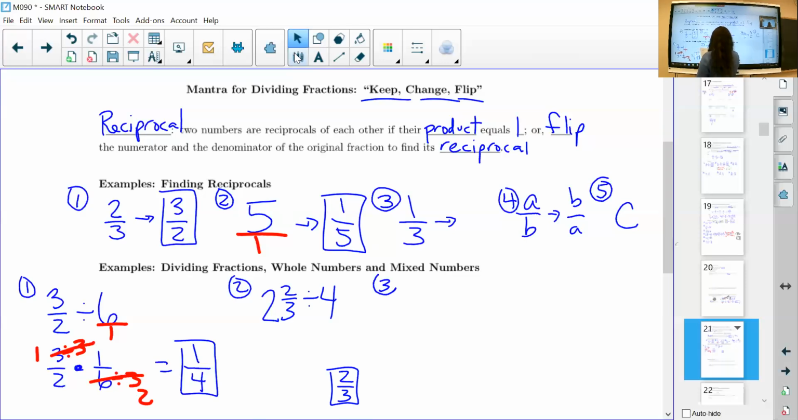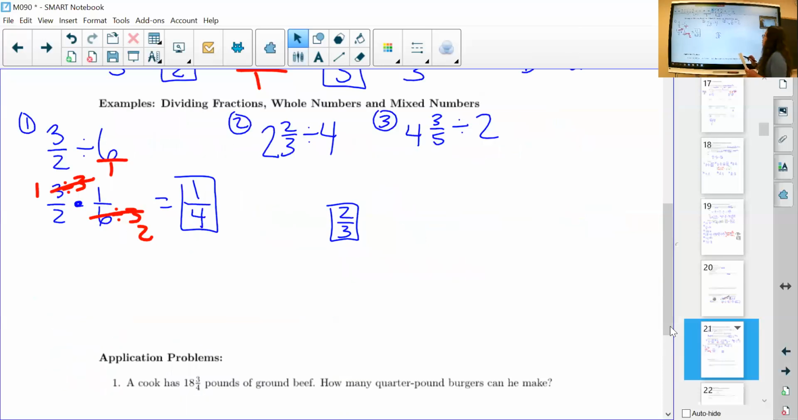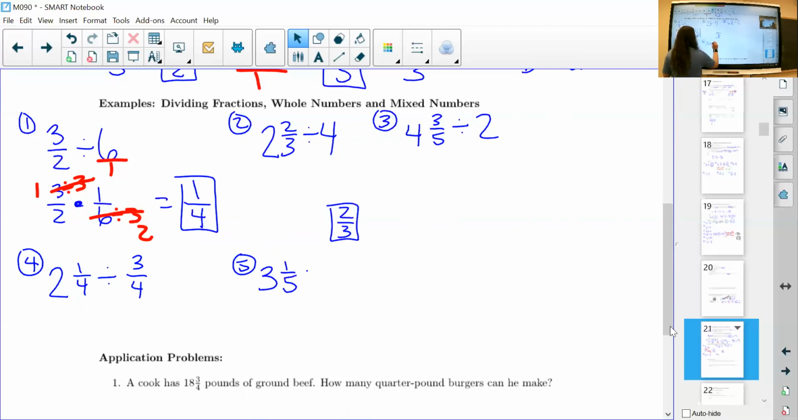Example 3, we have 4 and 3/5 divided by 2. As always, you can work these through now or wait a little bit, depending on how you're feeling on these problems. Example 4, we have 2 1/4 divided by 3/4. Let's do example 5 together, just another one. We have 2 mixed numbers, 3 and 1/5 divided by 2 and 1/10.